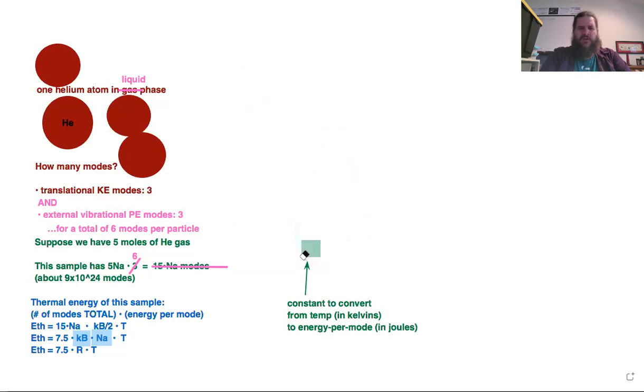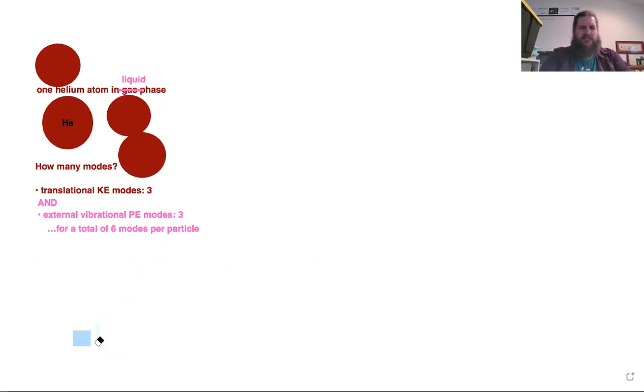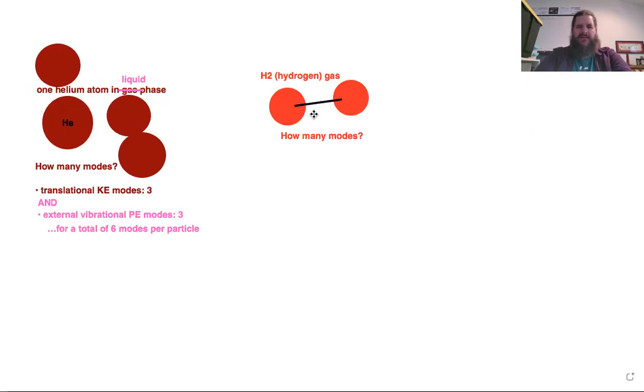Then let's try the same approach for, let's say, diatomic gas. Let's say hydrogen. Hydrogen being diatomic is going to have 2 atoms bound together. And let's say it's in its gas phase, so we don't have to worry about interaction with other molecules. How many different dimensions can this molecule move in? Yeah, it can still move in 3 dimensions.